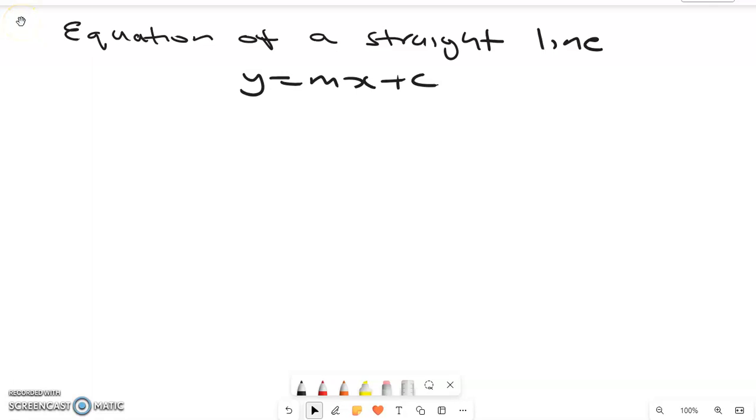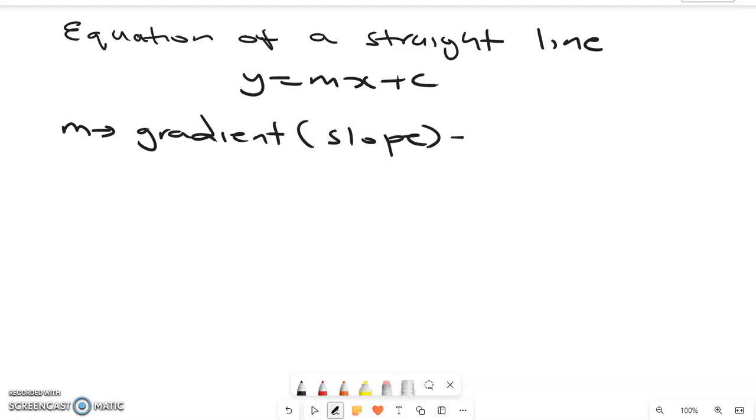The equation of a straight line. So let us look into the equation of a straight line, which is given by y = mx + c. So we need to explain what each parameter stands for. We have m, which represents the gradient of the line, which is the slope.